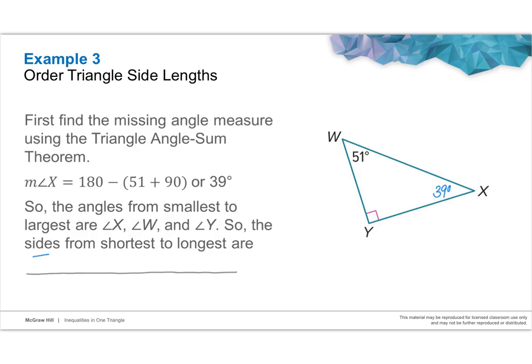We're going to start with across from X is WY. Next largest is across from W, so XY. And then largest is across from the largest angle, which is our 90-degree angle, angle Y. And so that would be WX.